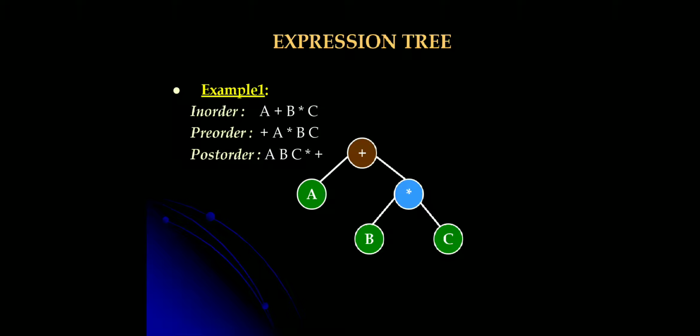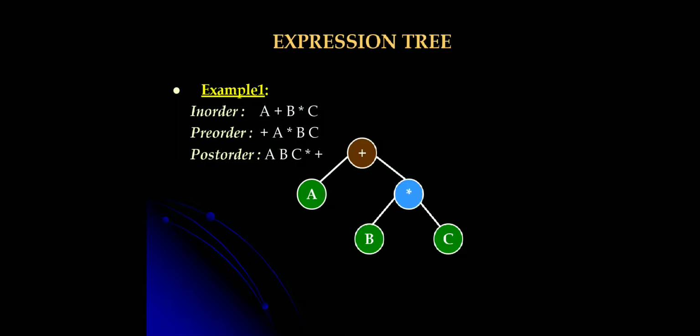So in general, remember, in an expression tree, leaf nodes will always be operands and non-leaf nodes will be operators. Now just do the in-order traversal for this tree. In-order means left, root and right. So go to the left subtree, visit A, then the root is plus, A plus, and come to the right subtree, traverse in order, it is B star C. So A plus B star C is the in-order traversal. You can observe it is an infix expression.